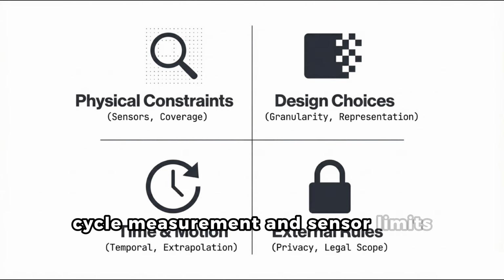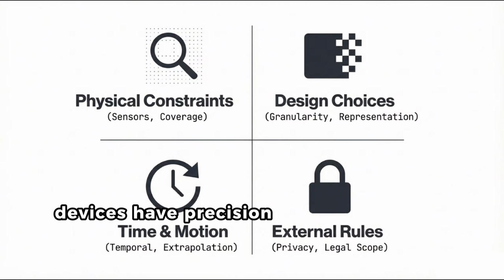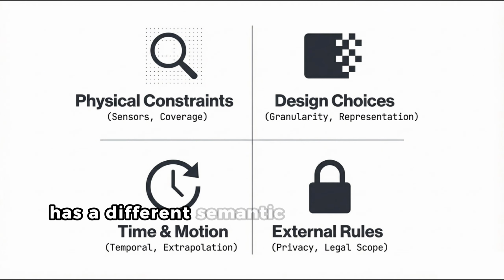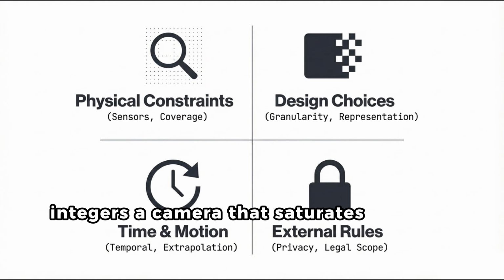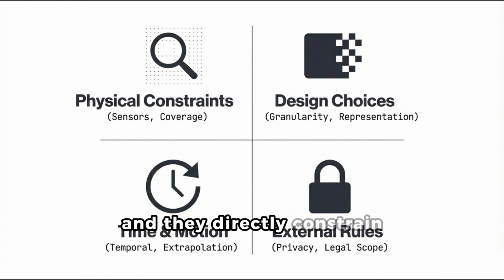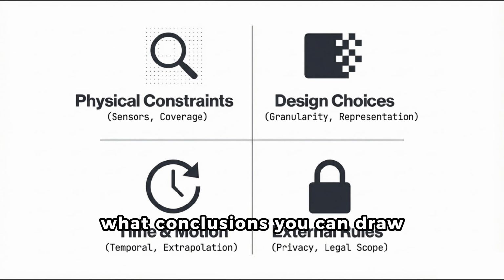Measurement and sensor limits. Devices have precision, range, calibration, and latency. A sensor that measures wind speed to the nearest 0.1 meters per second has a different semantic quality than one that reports integers. A camera that saturates in bright light stops reporting useful pixel values. These are physical limits, and they directly constrain what conclusions you can draw.